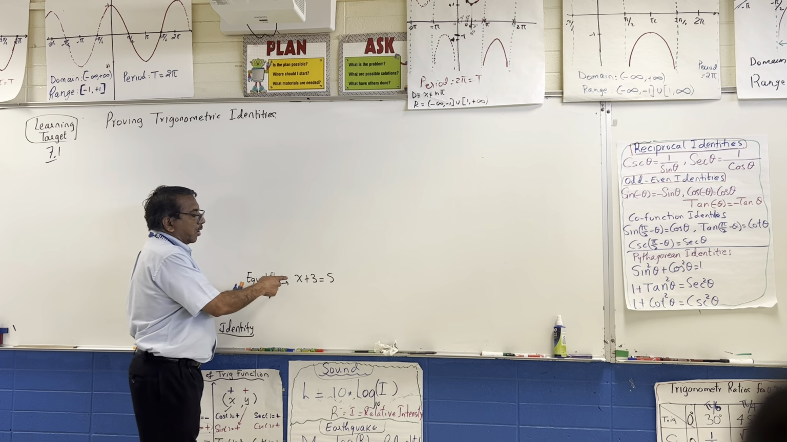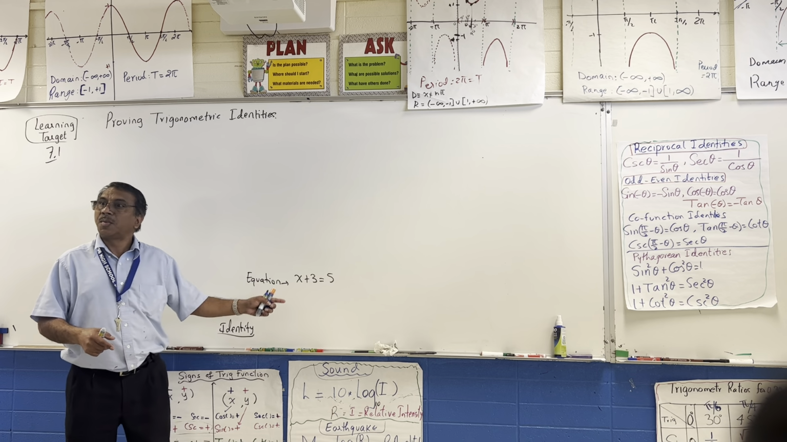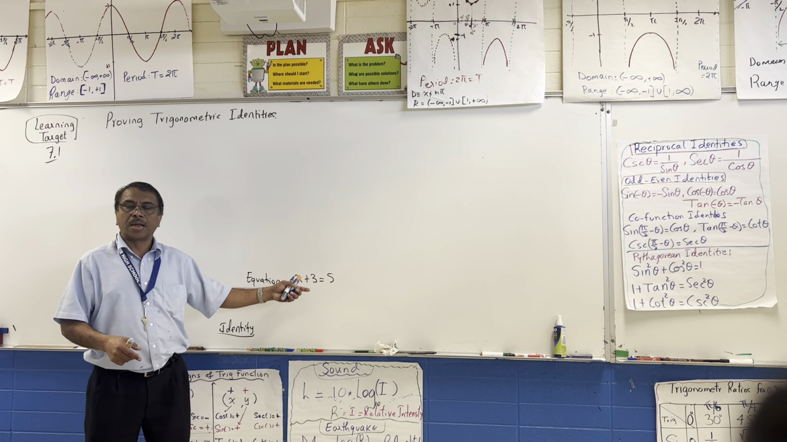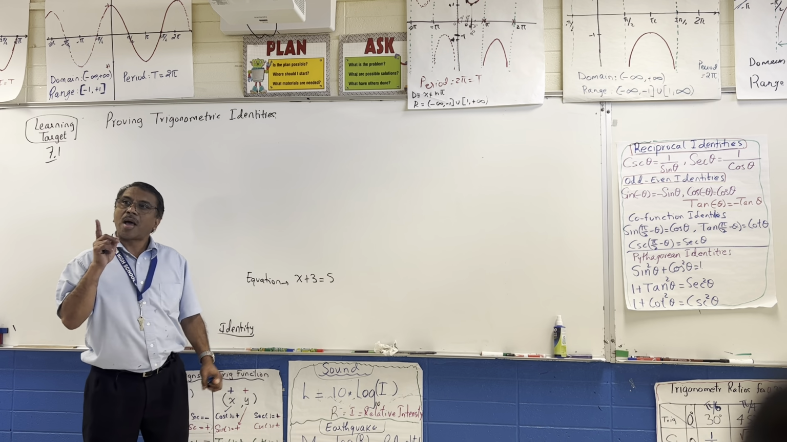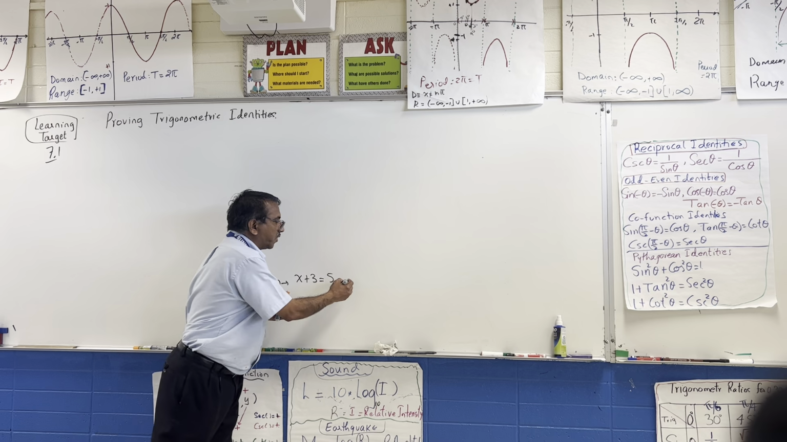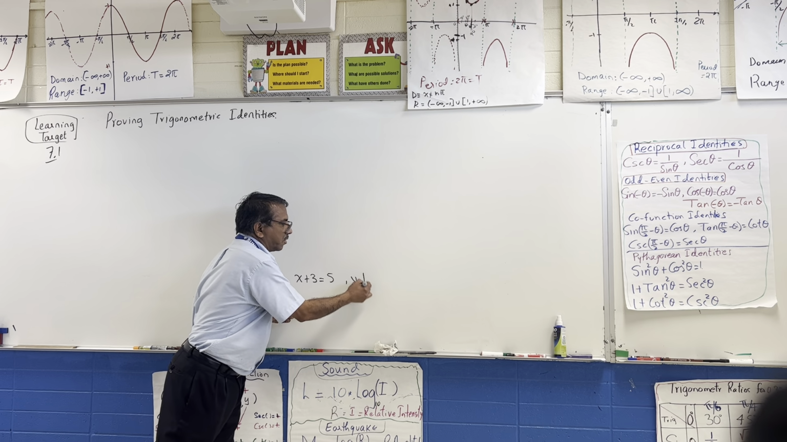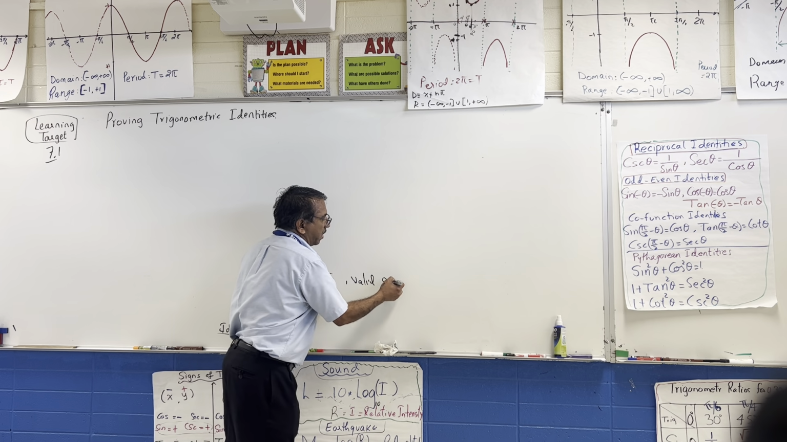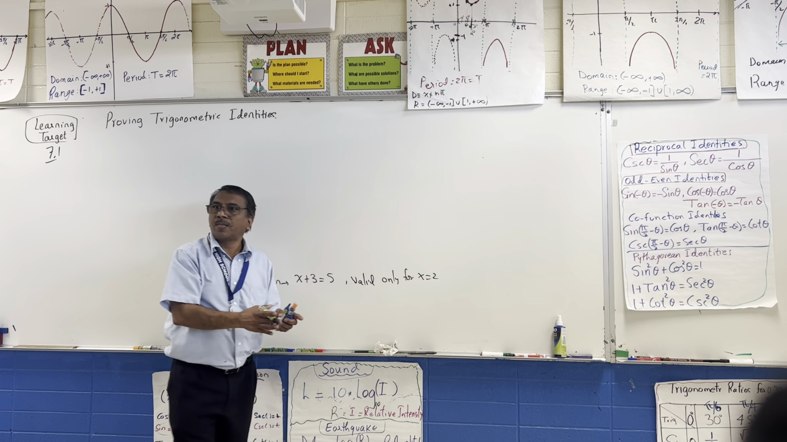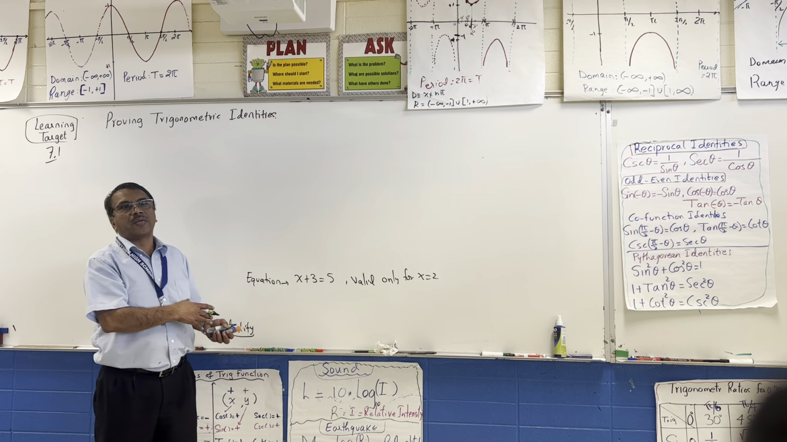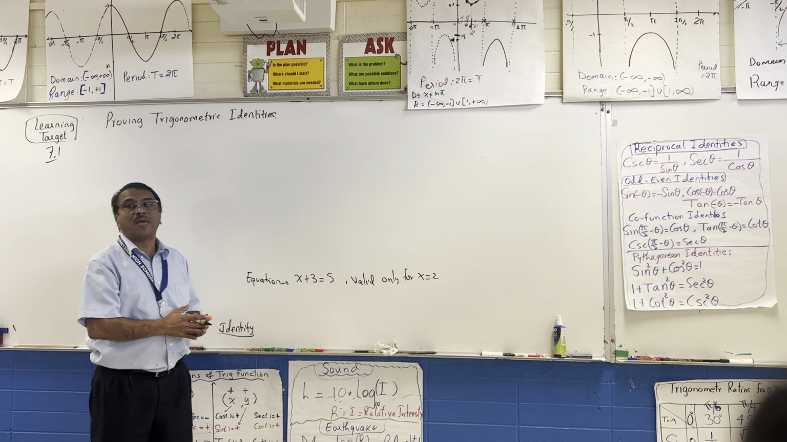So the only option for this is 2 plus 3 is 5, right? Do you agree? 2 plus 3 is 5. So there's only one answer. This equation is valid, I'll say, only for x equals 2, correct? Agree? So this is an equation, but it is true only for one value.